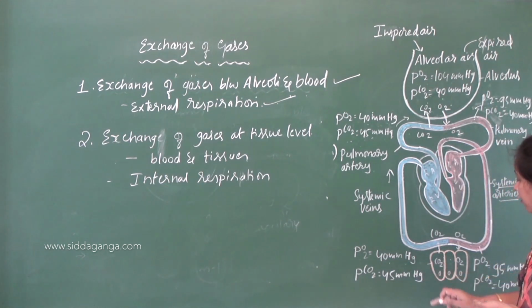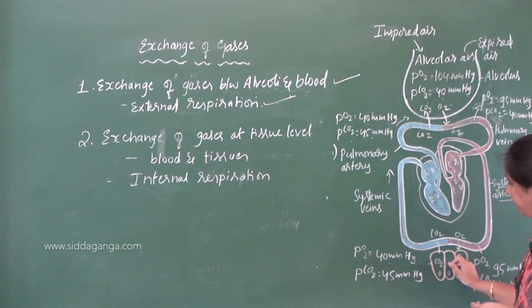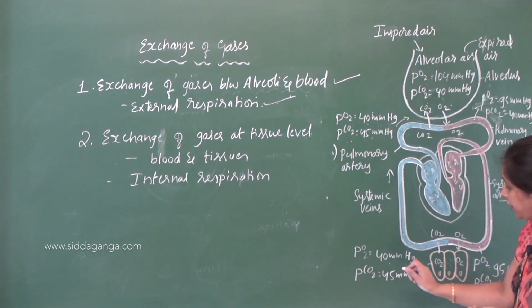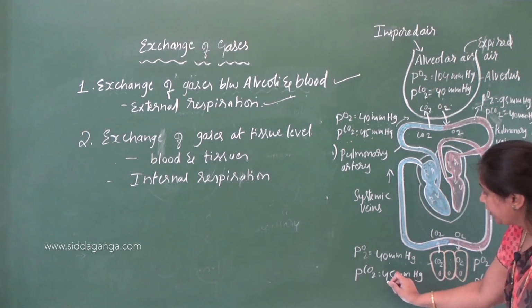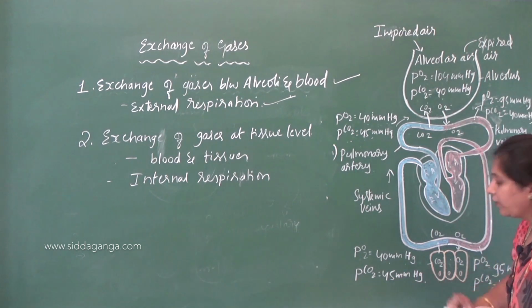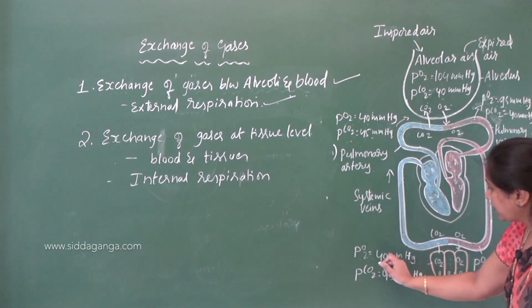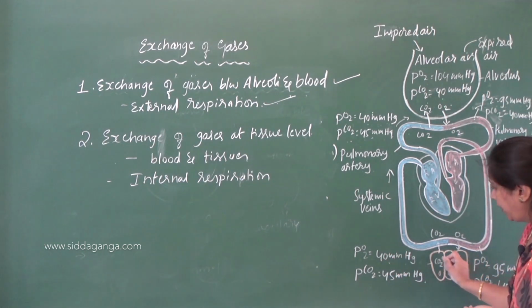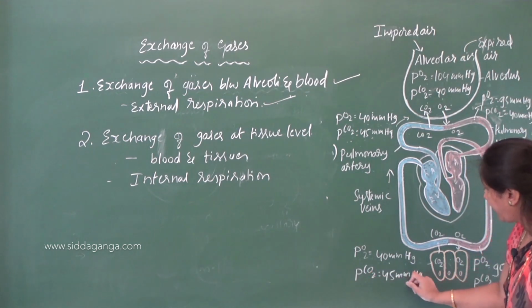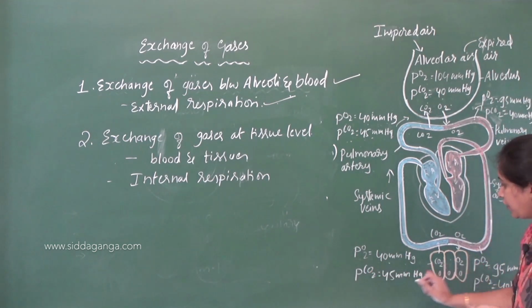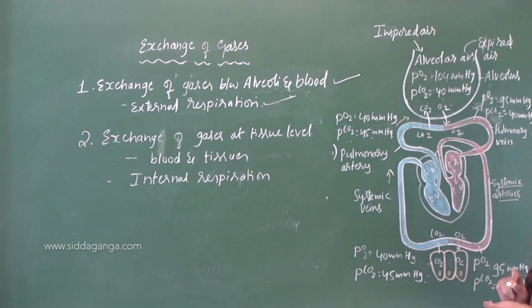Due to the breakdown of organic nutrients, carbon dioxide is continuously produced by the body cells. So the body tissues have more carbon dioxide, and its partial pressure in the body tissues is 45 millimeters of mercury. So what is the partial pressure of oxygen in the body tissues? It is 40 millimeters of mercury. And what is the partial pressure of carbon dioxide in the body tissues? It is 45 millimeters of mercury.